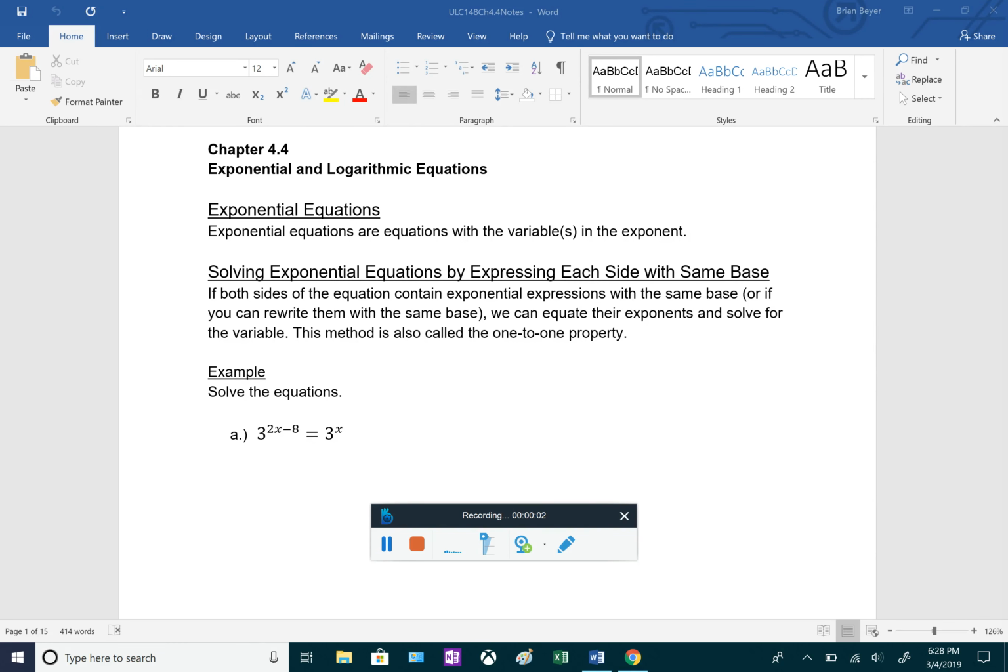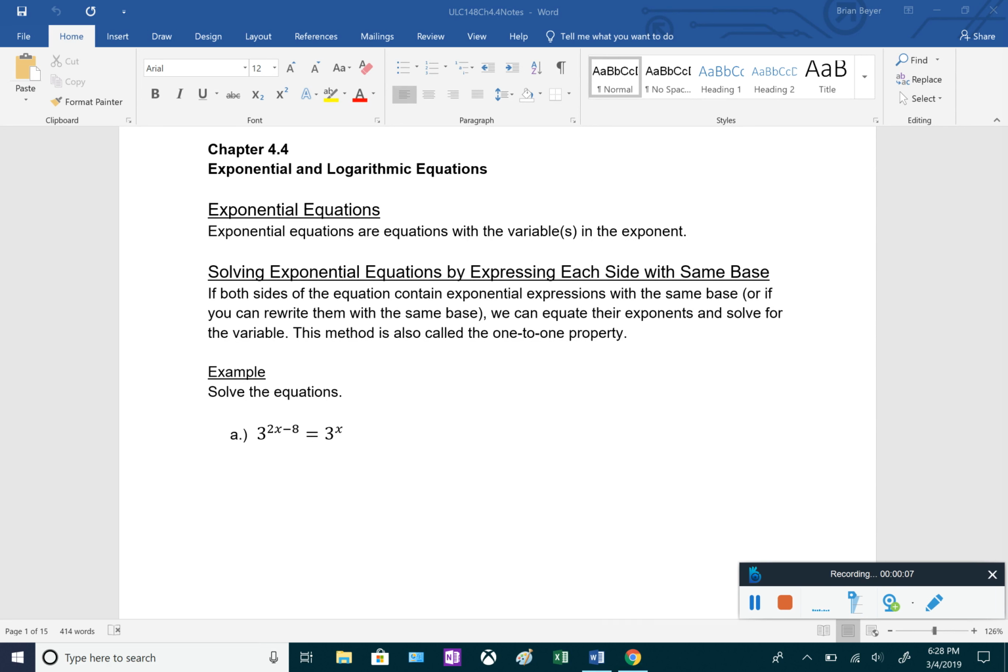Chapter 4.4 is going to be exponential equations and logarithmic equations. So we'll start off with exponential equations, and we'll see that there are essentially two different ways that we'll try to solve them. Exponential equations are just equations that have variables in the exponent.